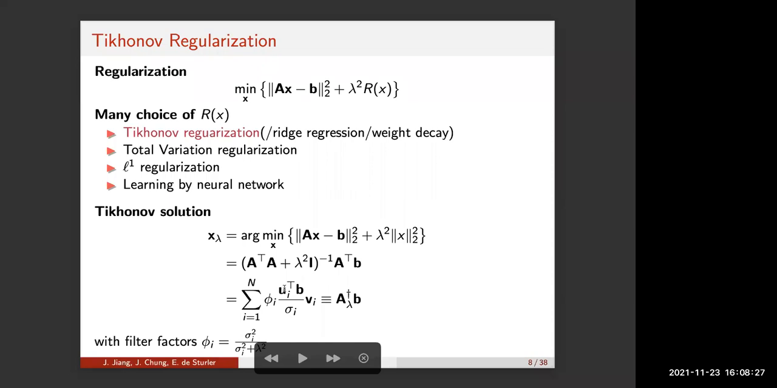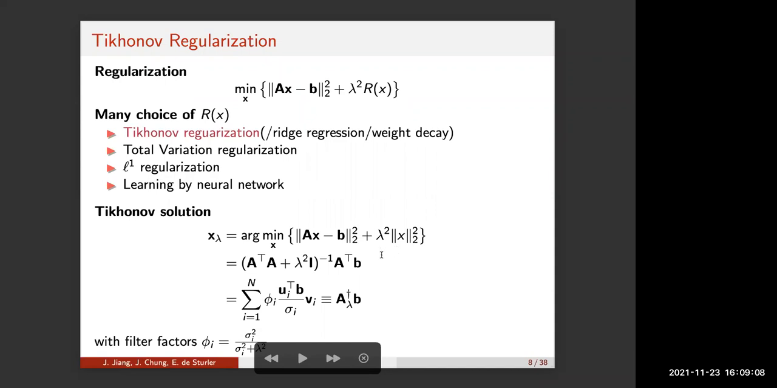So to avoid the ever-increasing coefficient, we introduce this filter factor, which is defined like this. Here we can say if we choose some non-negative regularization parameter lambda, then when sigma_i approaches 0, phi_i will also approach 0. So this filter factor can help us kill this increasing coefficient. That's why we need this regularization, and why when we solve the inverse problem, we need to do regularization.